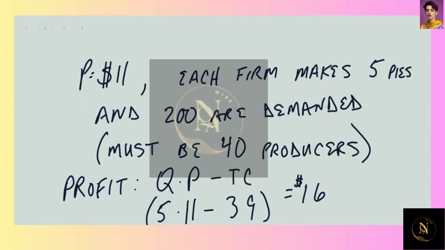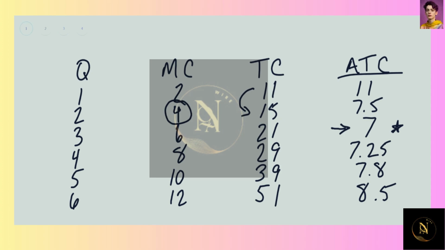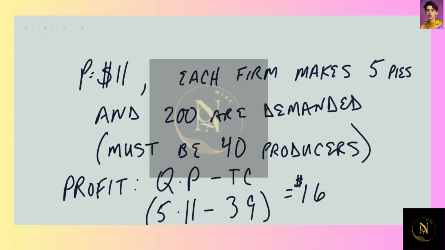So moving on to the next part, we have a price of $11. That means each firm is going to make 5 pies. How do we know that? Well, because if we look at marginal revenue equals marginal cost, we're right here between 10 and 12. 10 sounds good. We'll make 5 pies. But for a marginal cost of 12, that's too much. So we will not make that 6th pie. So each firm is only going to make 5.